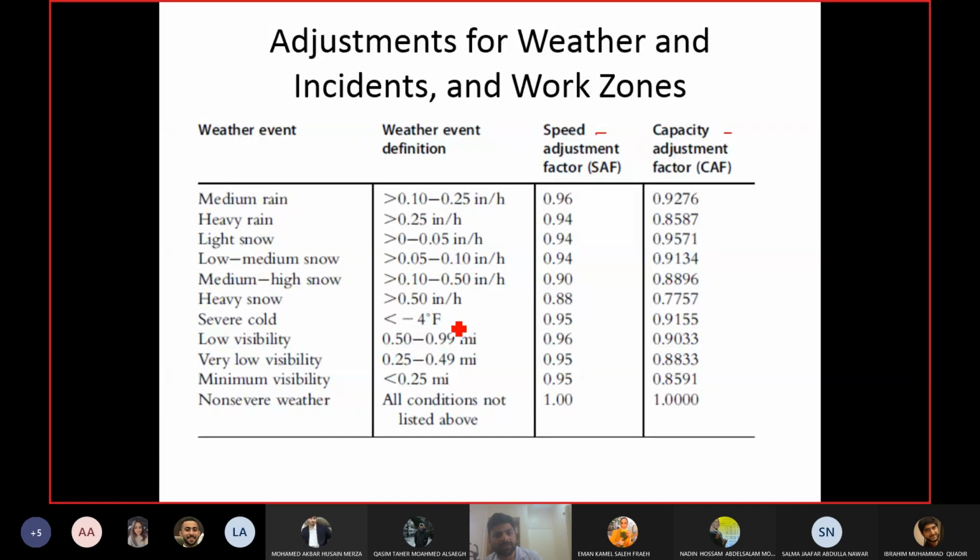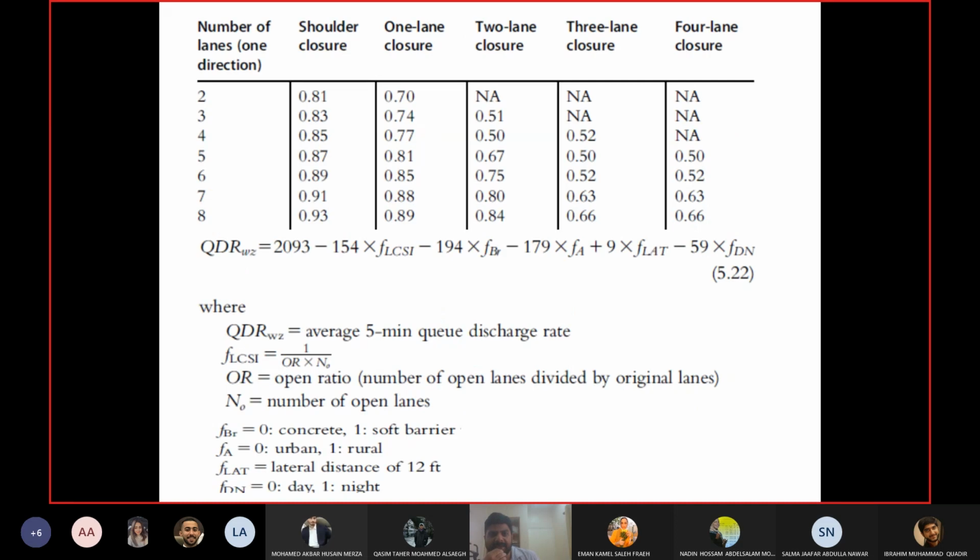Obviously, if none of these conditions exist, then the weather is non-severe, and then the factors become 1. This is the base condition. Whenever the adjustment factors become 1, that means you are reaching the base condition. So at base condition, the factors become 1, not 0. Keep it in mind. Then these are for work zones.